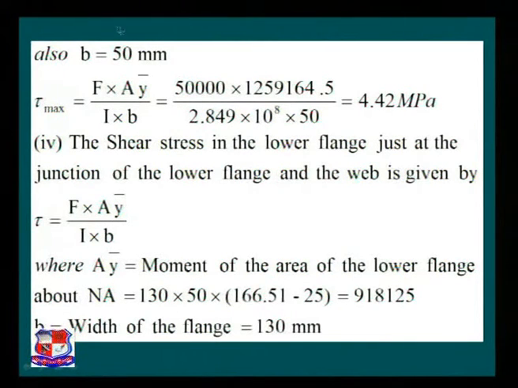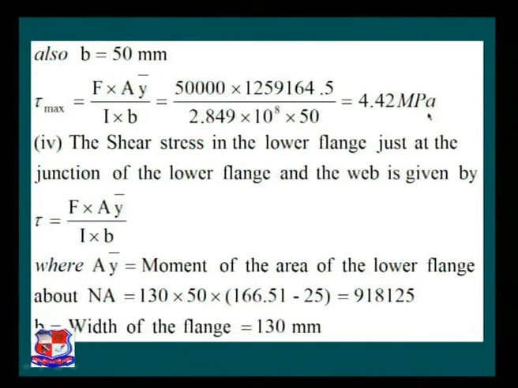Now b is equal to 50 mm, the available width at the neutral axis for the section is 50 mm. So tau max is equal to F A y bar by I b. Putting F equal to 50,000, the A y bar value known to us, I known to us, b as 50 mm, we got it as 4.42 Newton per mm square, that is megapascal, which is obviously the maximum value noted at the neutral axis.